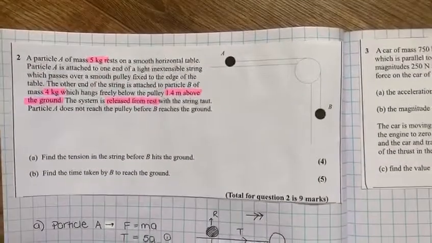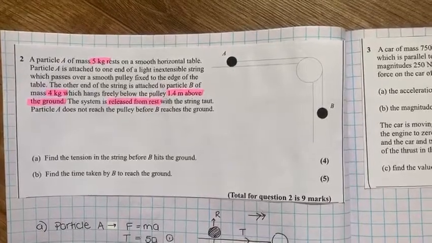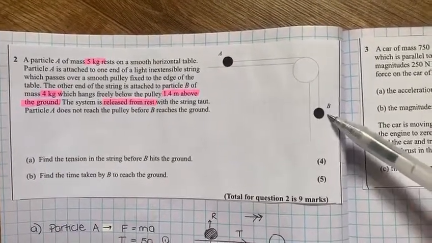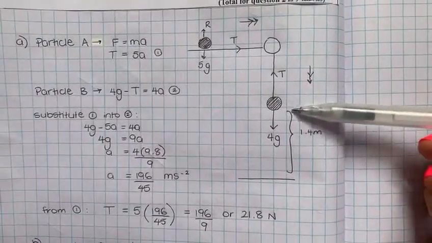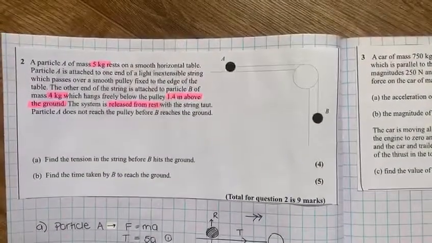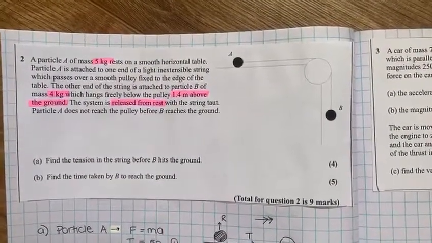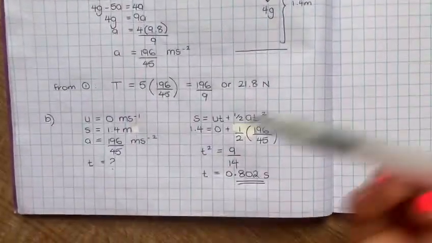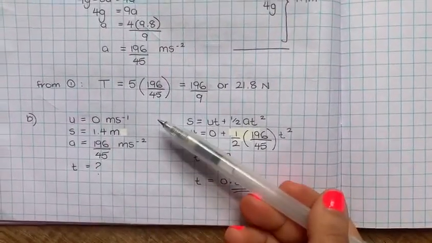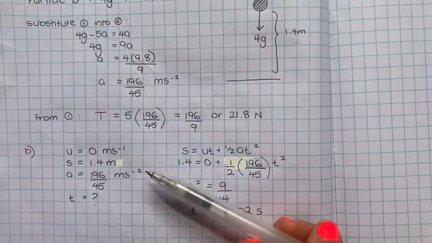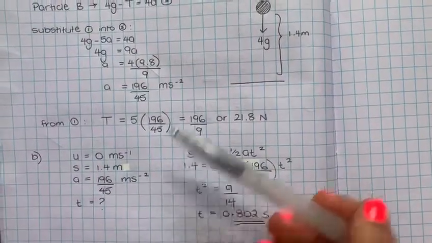In part B, I'm asked to find the time taken by B to reach the ground. Now, there's a couple of things I need to keep in mind here. I know that B is 1.4 meters above the ground, which I've drawn down here. So I know that it's going to travel 1.4 meters before it hits the ground. I also know that the particles or the system is released from rest, which means that my initial velocity u is equal to 0. My displacement is 1.4 meters because that's how far it needs to travel to hit the ground. And my acceleration I happen to find in part A.